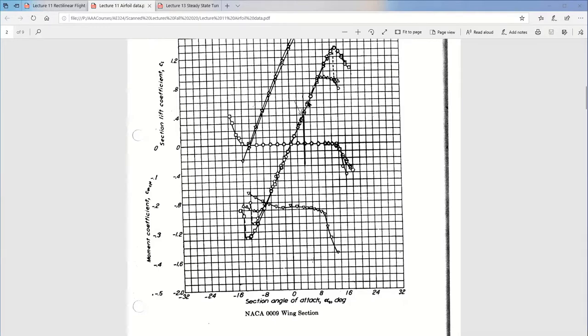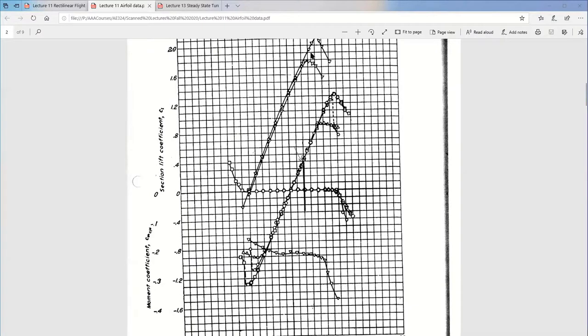And the reason there's several plots is that a bunch of these symbols correspond to different Reynolds numbers. And then the top set here are with a flap deflected. So this is no flap, with a flap deflected, and then the symbols correspond to Reynolds numbers.